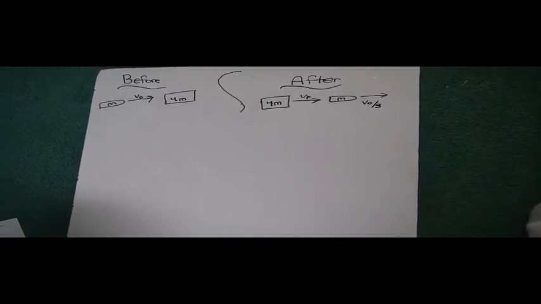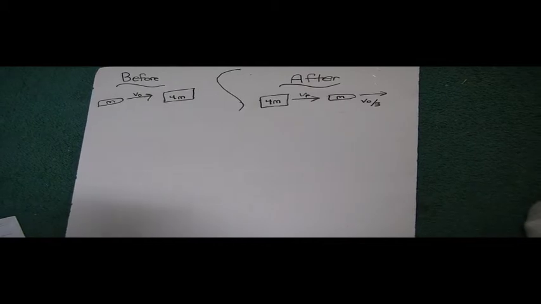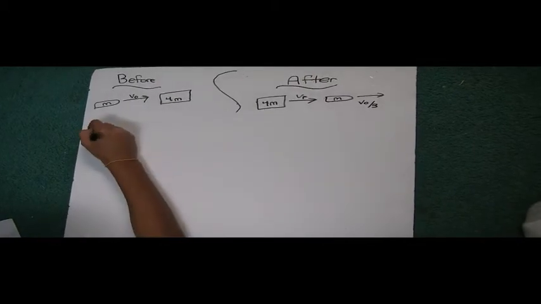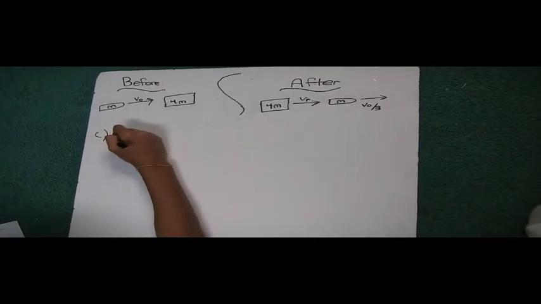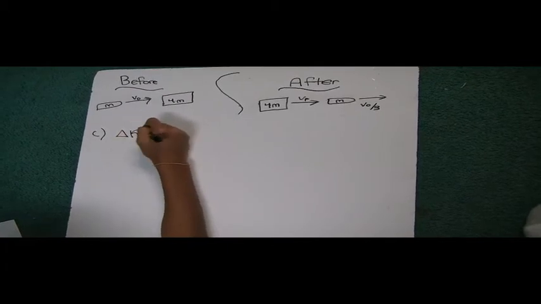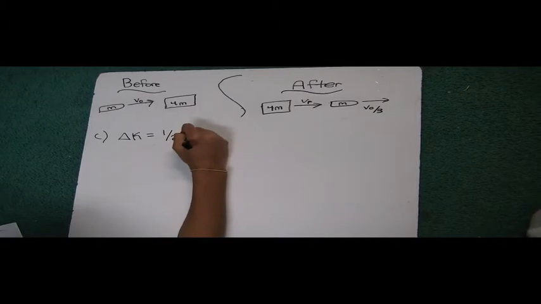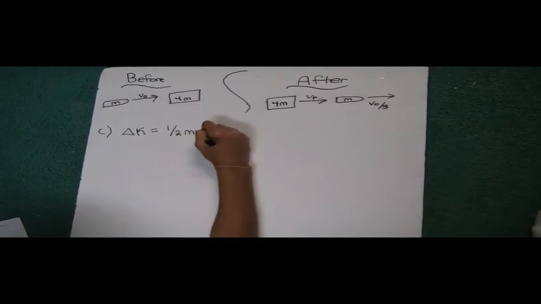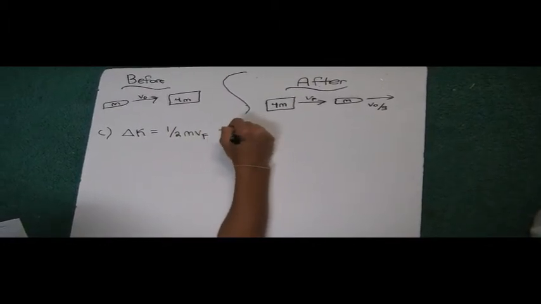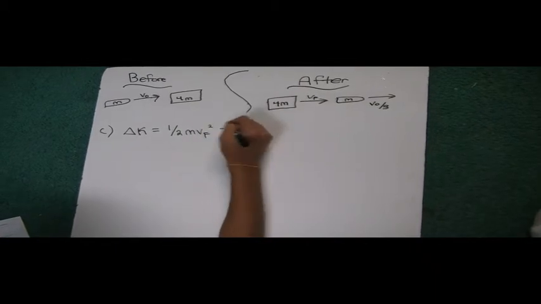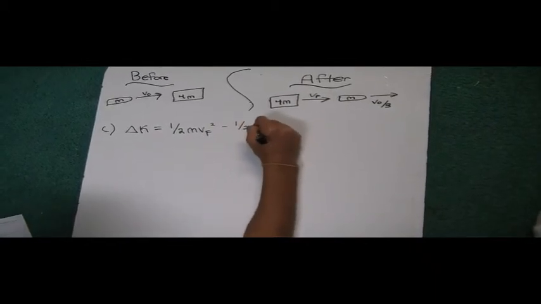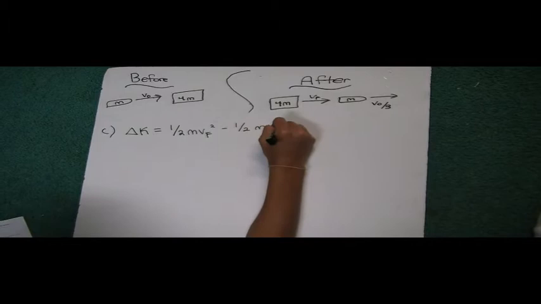Now that we have determined the loss in kinetic energy of the bullet in part B, we are going to determine the gain in kinetic energy of the block in part C. Before we start, just like in part B, we need to use the formula change in kinetic energy equals 1/2 times mass times final velocity squared minus 1/2 times mass times initial velocity squared. This formula is necessary because we are trying to determine the change in kinetic energy.